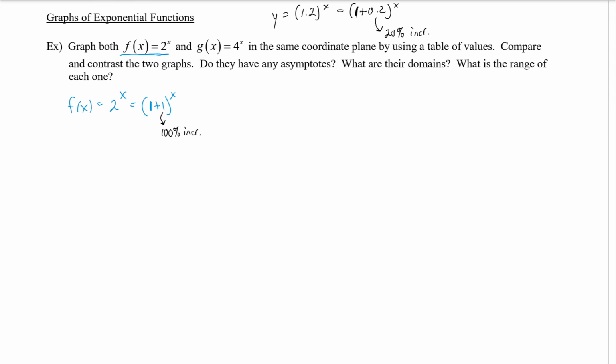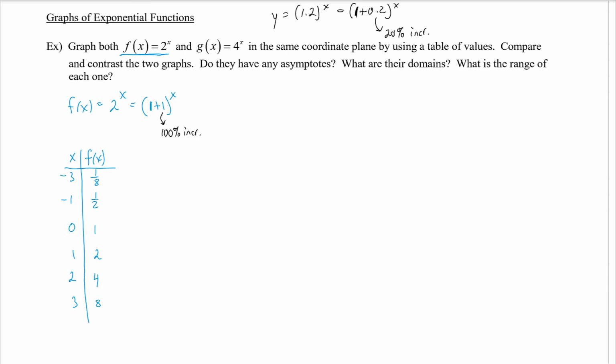So let's make a quick t-chart just to kind of get a feel for the shape here. The arithmetic's not bad. Remember, the domain is all real numbers, so I can pick things like negative 3. 2 to the negative 3, that's 1/8. Or I could pick things like negative 1 and get 1/2. Or I could pick 0. 2 to the 0 is 1. 2 to the first is 2. 2 squared is 4. 2 cubed is 8.